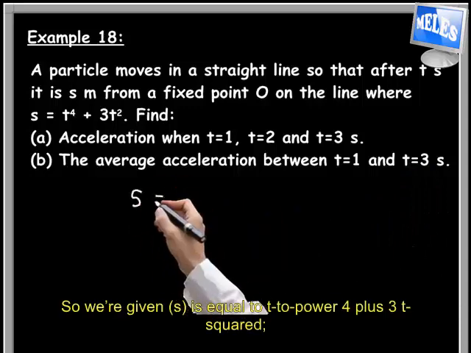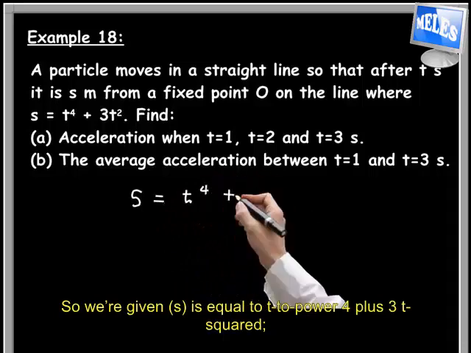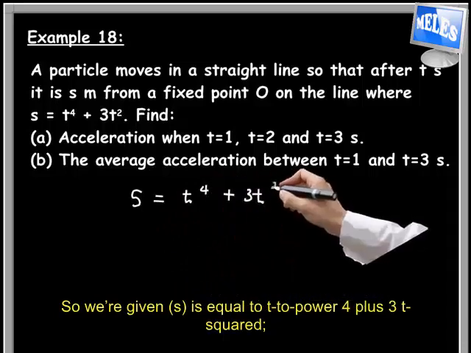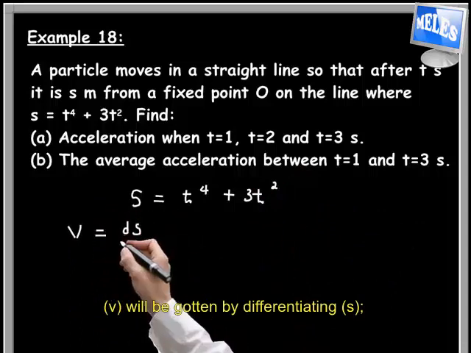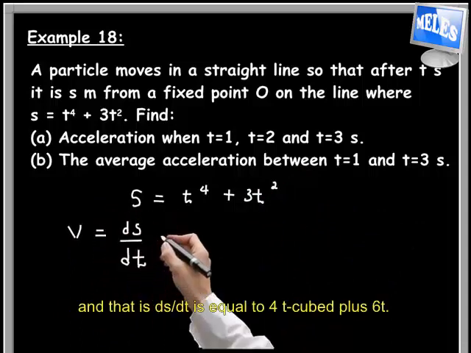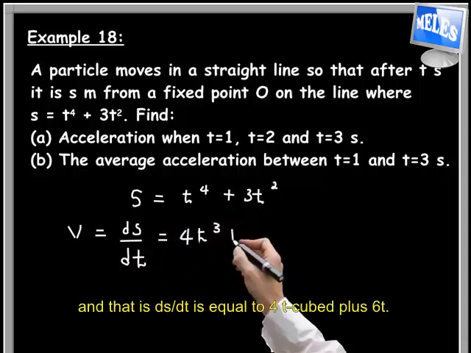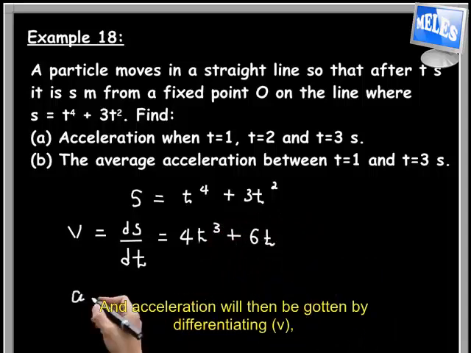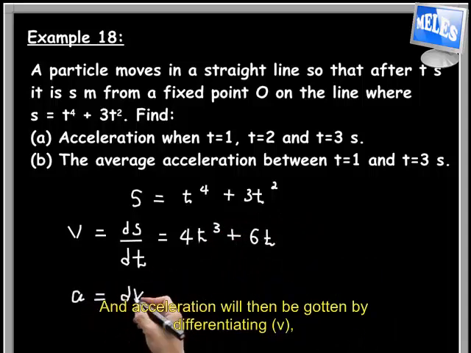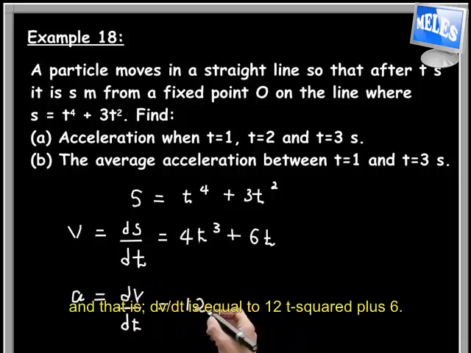So we are given s is equal to t to the power 4 plus 3t squared. v will be gotten by differentiating s, and that is ds dt is equal to 4t cubed plus 6t. And the acceleration will then be gotten by differentiating v, and that is dv dt is equal to 12t squared plus 6.